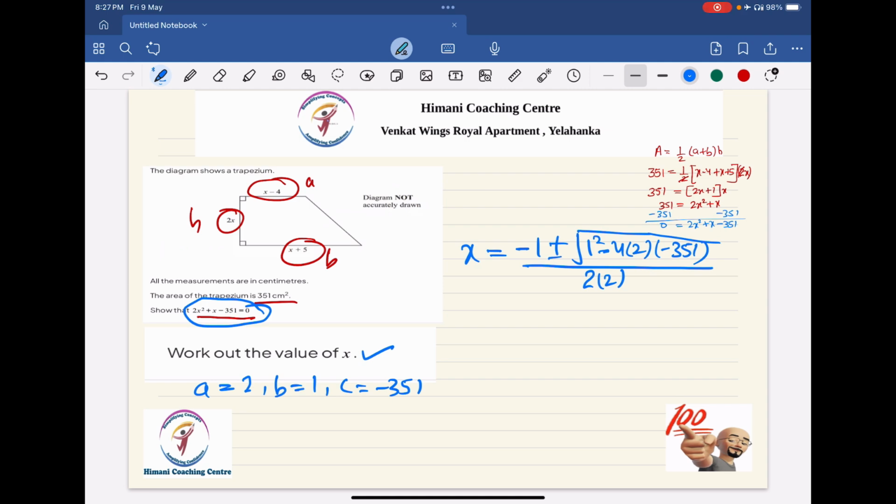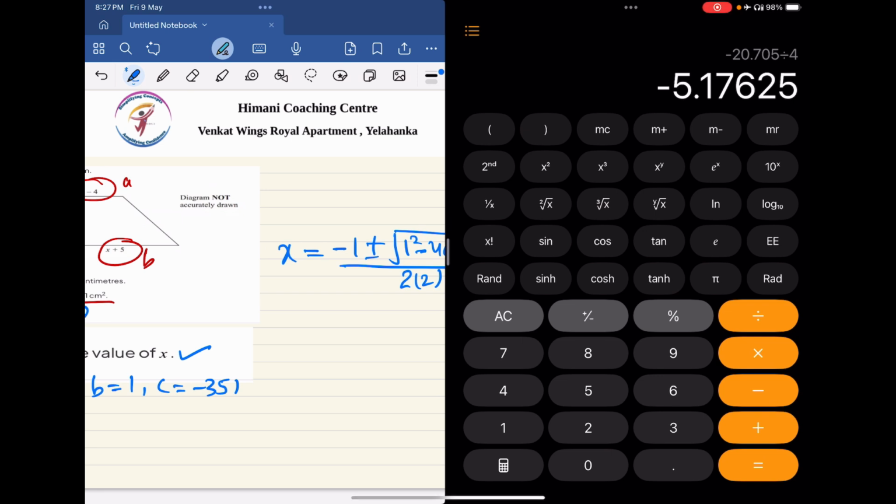So now let us again use the calculator. So we are going to find, just a second. So we have the square root of 1 minus 4 times 2 times minus 351. Okay, that gives us 53. So we are saying x could be minus 1 plus or minus 53 by 4.